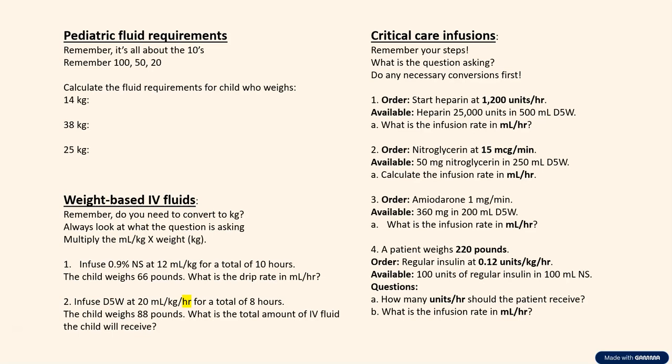Remember, for your pediatric fluid requirement calculations, think in terms of tens. You break the child's weight down into tens. Remember, you multiply 100 by the first 10 kilograms of weight, 50 milliliters by the second 10 kilograms of weight, and then 20 milliliters by the remaining weight beyond that first 20 kilograms. And if you don't know what I'm talking about, you need to go back to week 5 and review the content again.